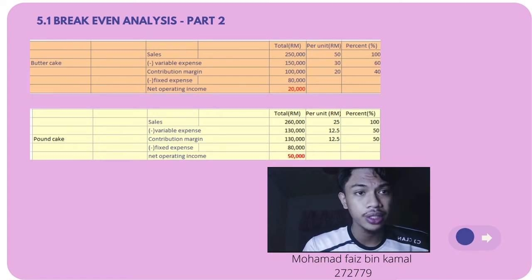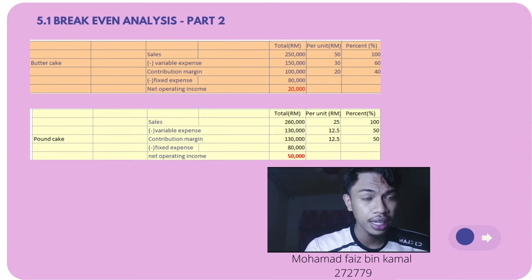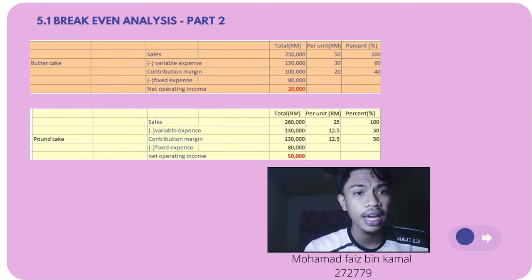Another table that we show in our assignment is regarding the pound cake. The table shows the estimated selling price, variable cost, fixed cost, and contribution margin. Like the butter cake, the total sale for the pound cake is RM260,000 and the selling price per unit is RM25.